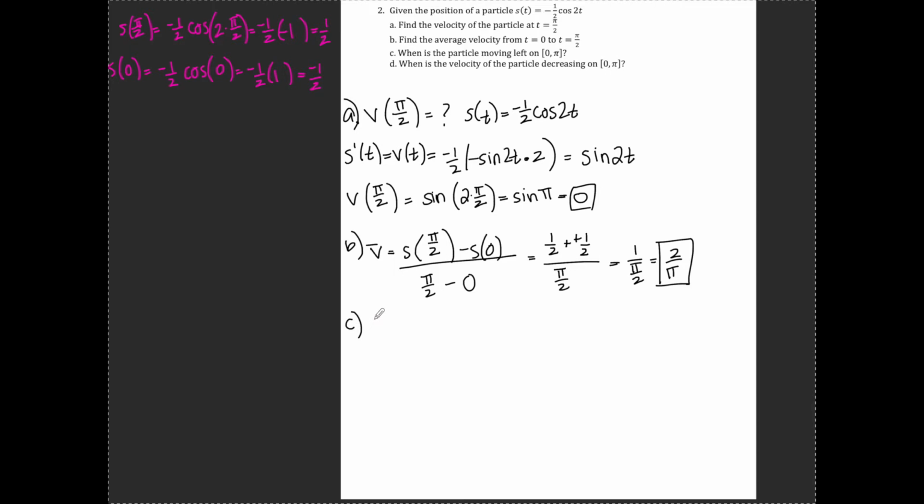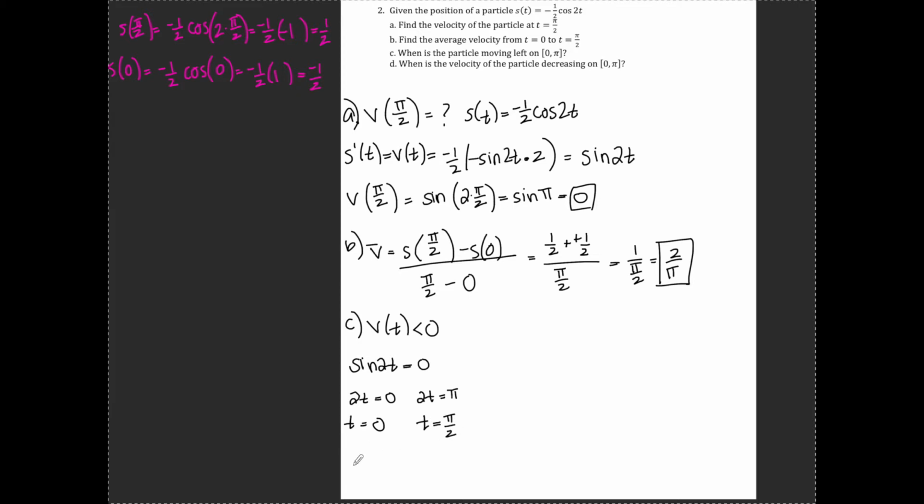Part C, when is the particle moving left on 0 to pi? If I'm looking for when the particle is moving left, I'm looking for when the velocity is less than 0. So I'm going to take that velocity function that I found in part A, and I'm first going to set that equal to 0. I know that sine is equal to 0 at pi and 0. So I'm going to let 2t equal 0 and 2t equal pi, and then solve for t in both scenarios. So I have t equals 0 and t equals pi over 2.